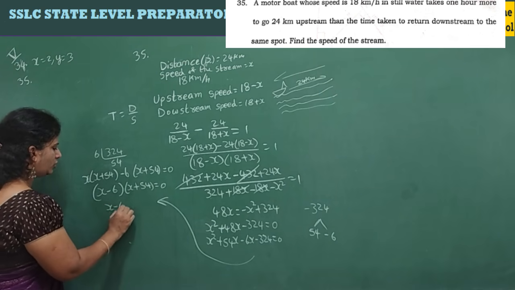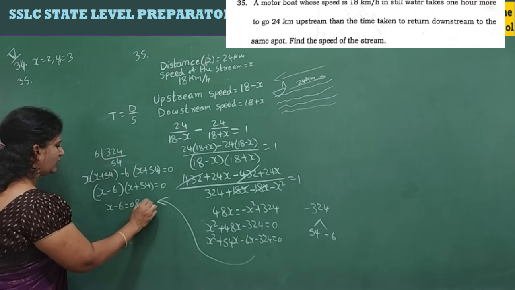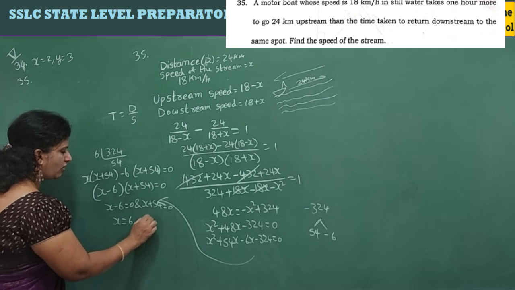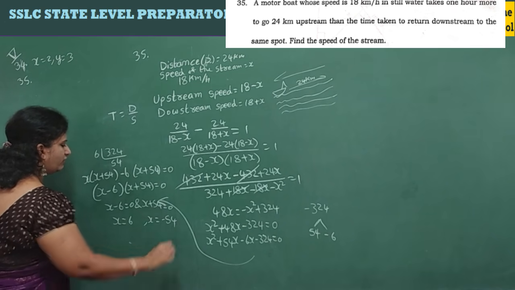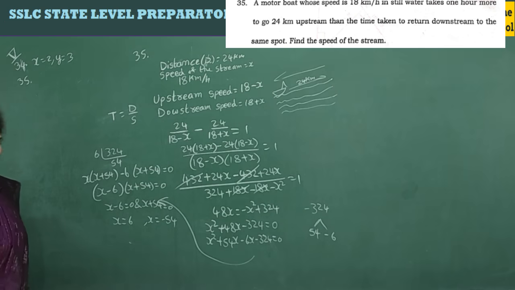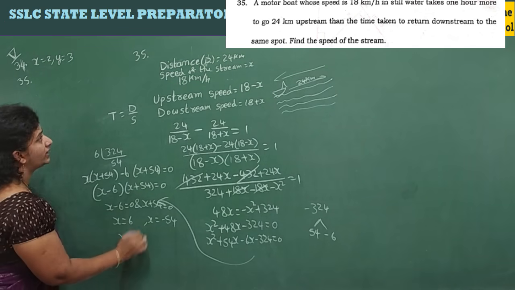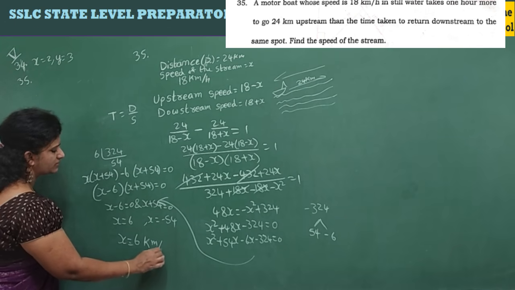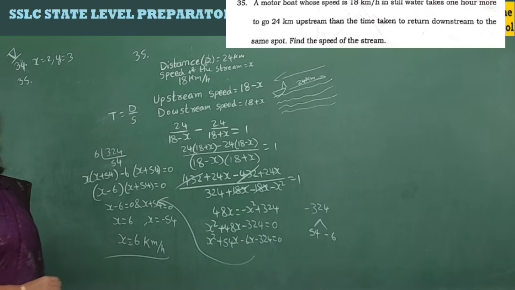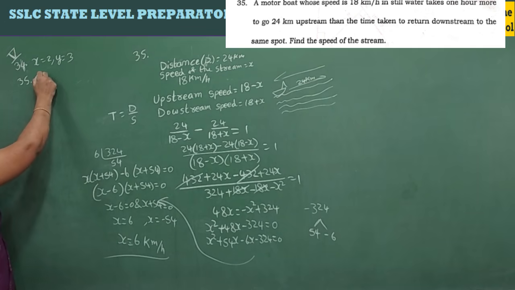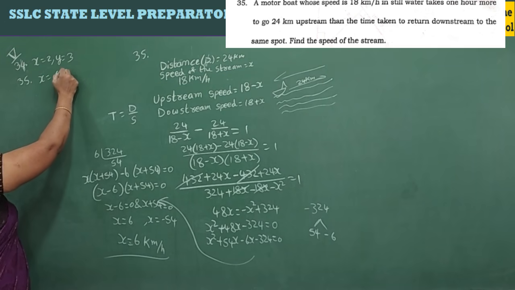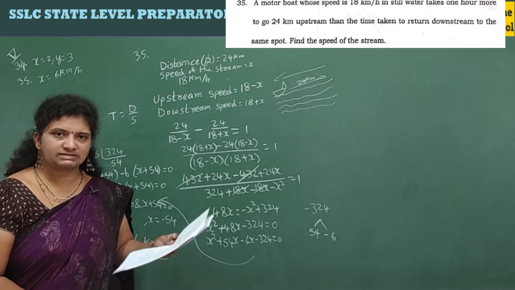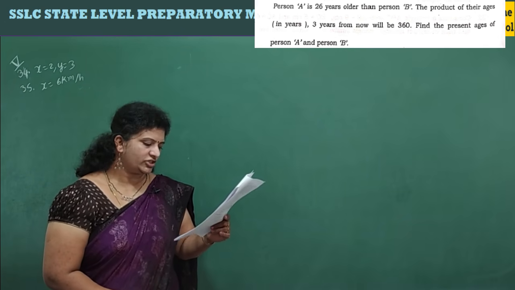x is equal to, just you equate to 0, children. And now x is equal to 6 or x is equal to minus 54. The speed cannot be negative. Therefore, what is the speed here? Speed of the stream is 6 kilometers per hour. Therefore, what is your answer, children? Speed of the stream x is equal to 6 kilometers per hour. Right? Is this clear?